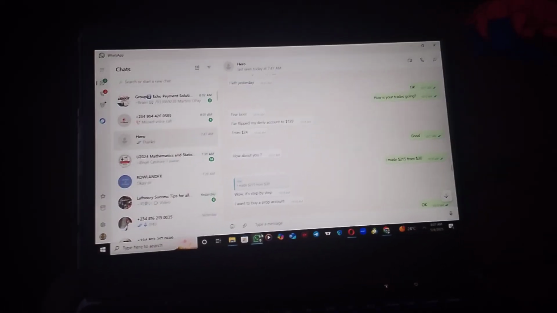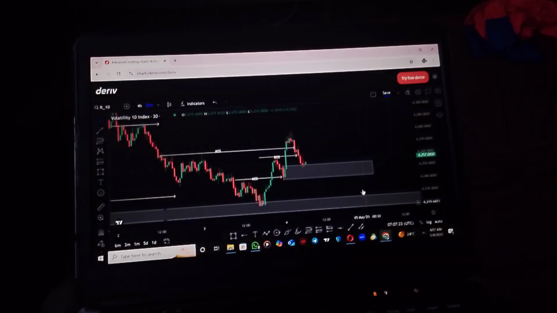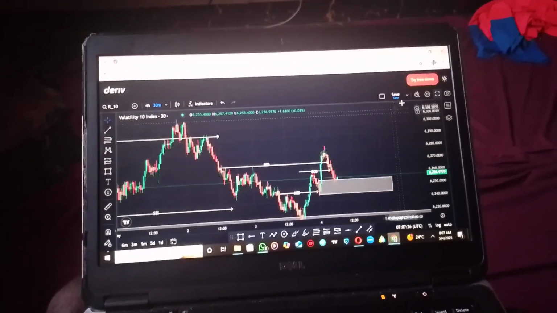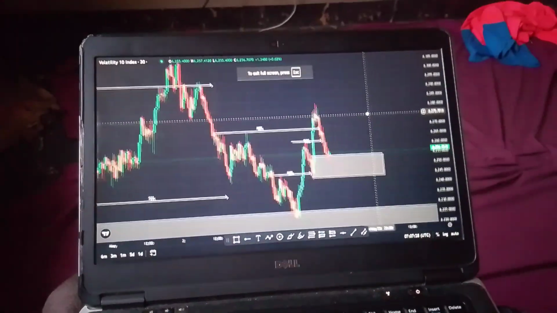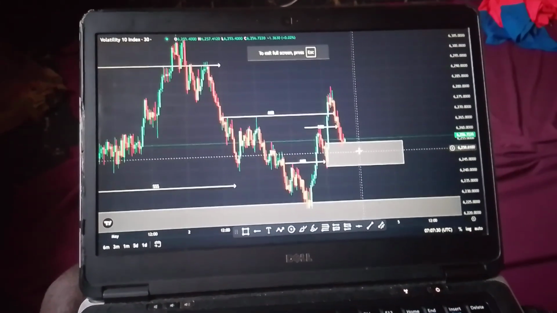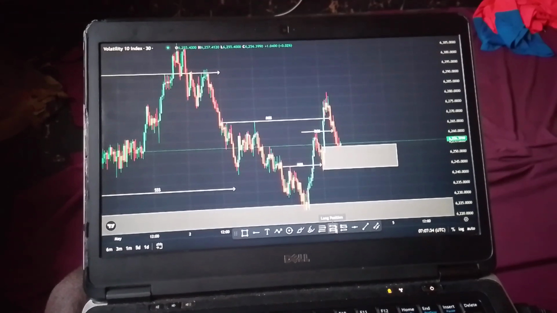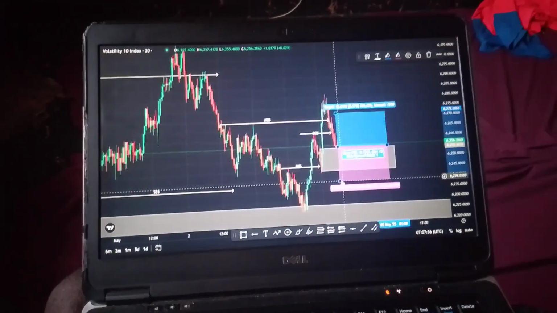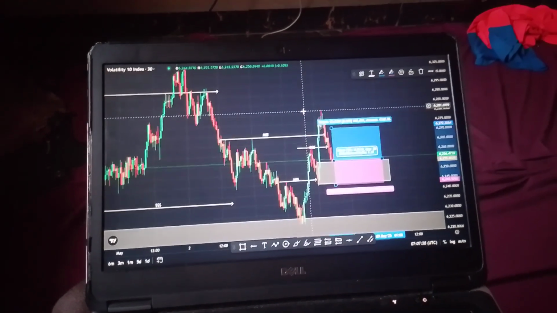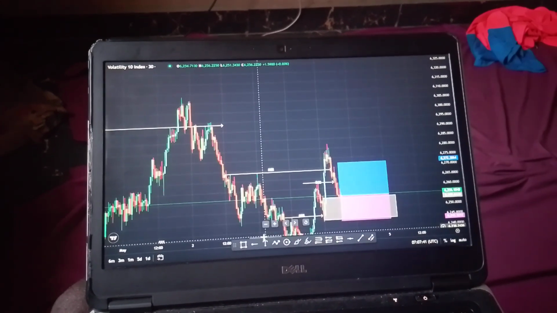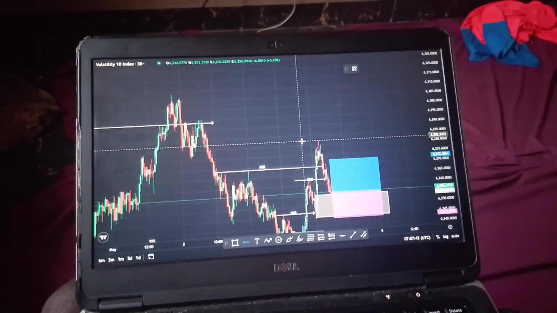So we are not playing here. We expect higher prices. If you are watching this, you can enter now. Mind you, you can start buying from here. Put your stop loss below that low, and then your first TP will be, I'm already on this trade actually.